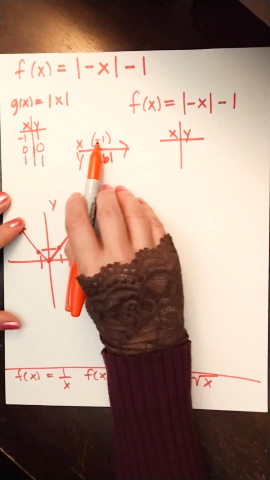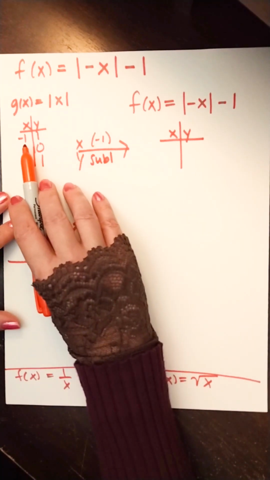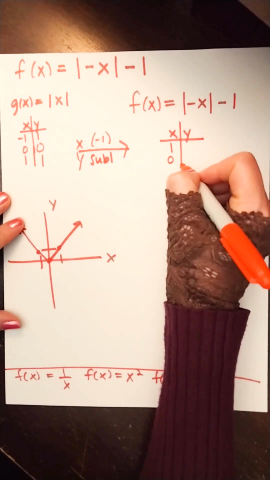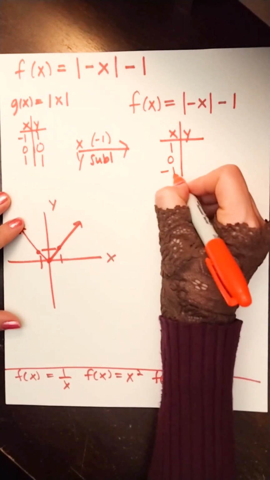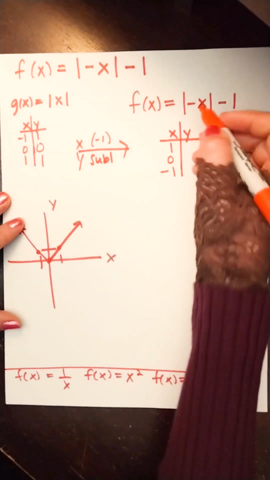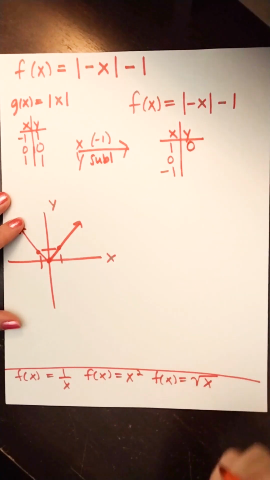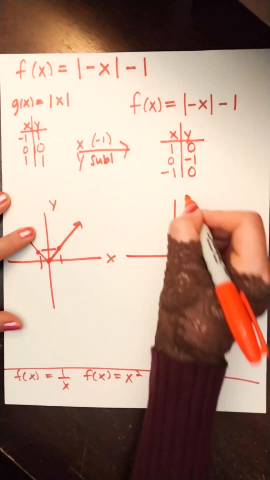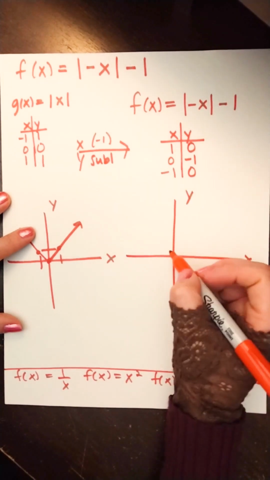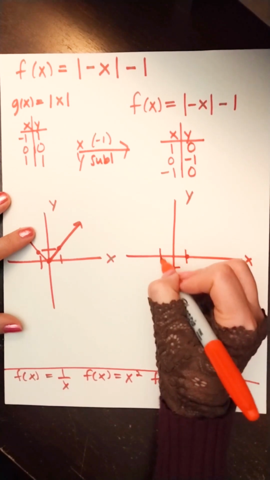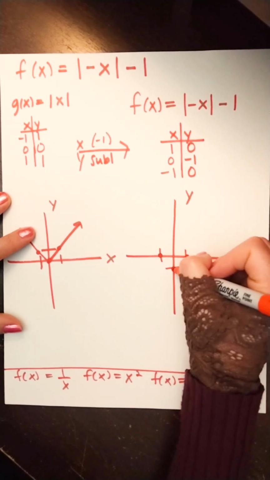To all our x values, we're going to multiply by -1. So -1 times -1 is 1. 0 times -1 is 0. And 1 times -1 is -1. And to all our y values, we'll subtract 1. So 1 minus 1 is 0. 0 minus 1 is -1. And 1 minus 1 is 0. And then we'll put those points down, and we get (1, 0), (0, -1), and (-1, 0).